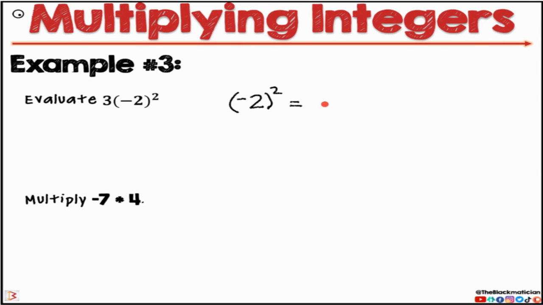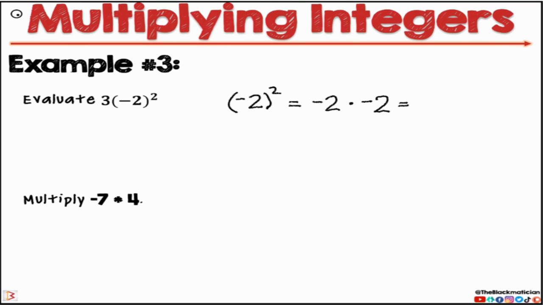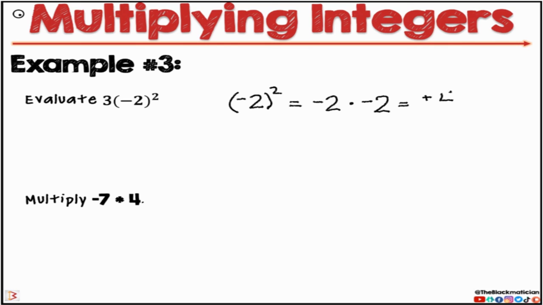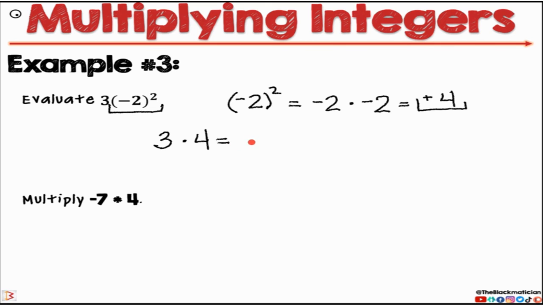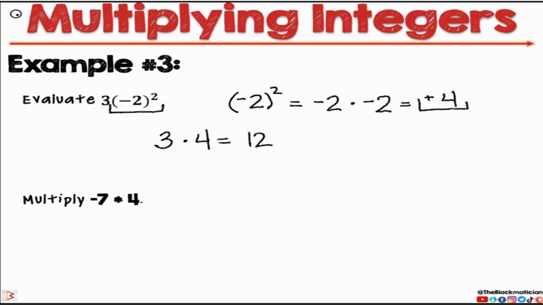So negative 2 squared is the same as negative 2 times negative 2, which now we are multiplying two negatives, which are the same sign. So whatever my answer is, it's going to have to be a positive. And then we have 2 times 2, which is 4. This is going to replace negative 2 squared. So now we're down to 3 times 4. We have two positive numbers, so they are the same sign. So our answer is also going to be positive, and then 3 times 4 is 12. And that's everything you need to know about multiplying integers.